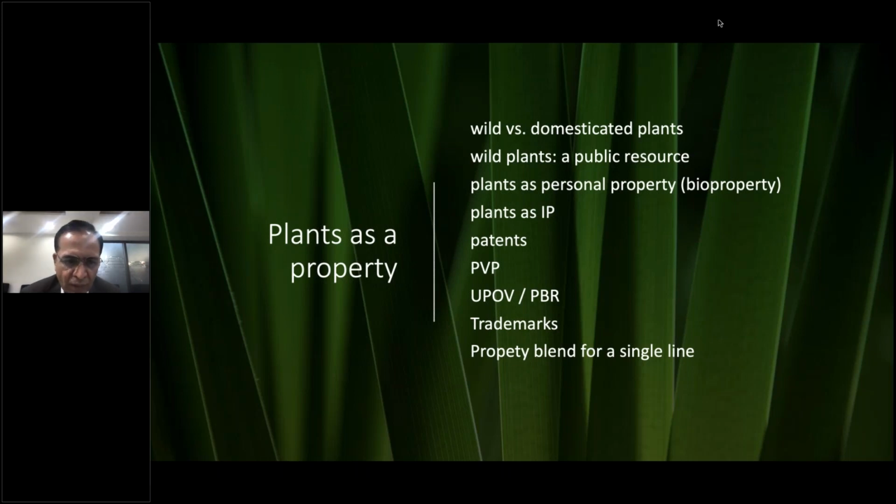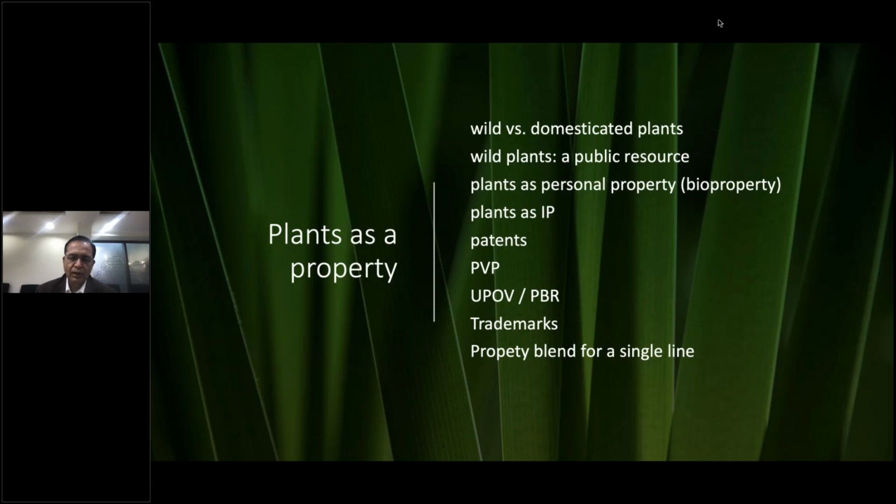The wild plants, of course, are a public resource, accessible, but some of them today come at a price, because a lot of the repositories struggle to maintain them and to cover the cost. There is always a stipulation of a contribution of the price, generally one time. But plants as personal property and bioproperty are developed with breeding, conventional or contemporary breeding. So plants as IP have been a major source of global value today.